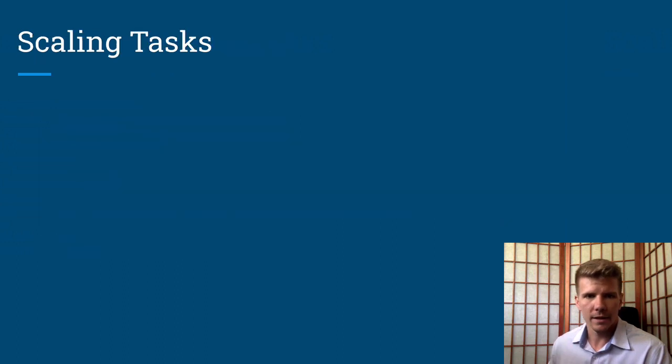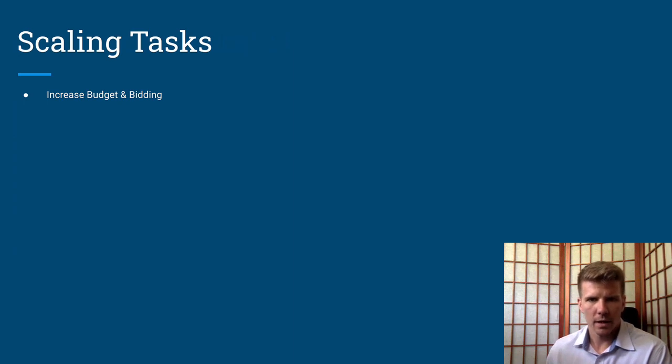Now for scaling tasks, what you can do obviously is just increase budget in your bidding. If you are at like 30% search impression share, which is about 30% of your total market share of the searches, then just increase your budget by like double. What you can do is pause that campaign, copy that campaign, paste it, make it double in budget, and then make sure that you're only running the winning ad groups, the winning keywords, etc.